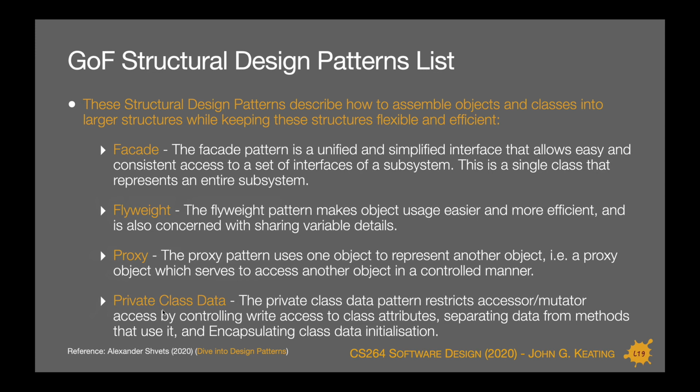There's another one called private class data. This pattern restricts accessor or mutator access by controlling write access to class attributes, separates the data from the methods that use it, and also encapsulates class data initialization. Accessor and mutator are your getter and setter methods, of course.